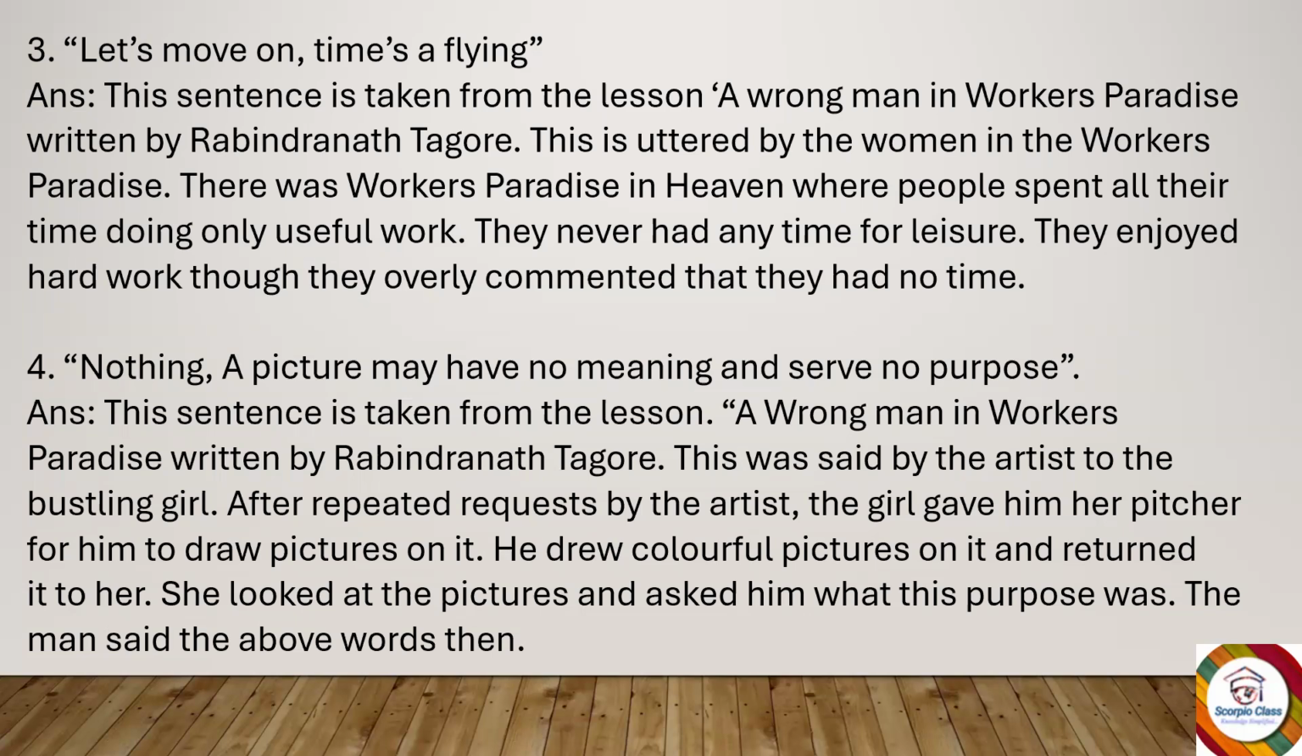Okay, next question. "A picture may have no meaning and serve no purpose." Again, answer. This sentence is taken from the lesson A Wrong Man in Workers' Paradise, written by Rabindranath Tagore. This was said by the artist to the bustling girl. After repeated requests by the artist, the girl gave him her picture for him to draw pictures on it. He drew colorful pictures on it and returned it to her. She looked at the pictures and asked him what the purpose was. The man said the above words then. Okay, so under what situation was this said? That's what you have to write as an answer.